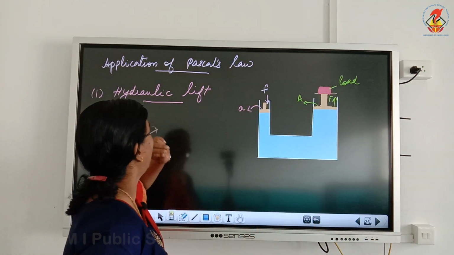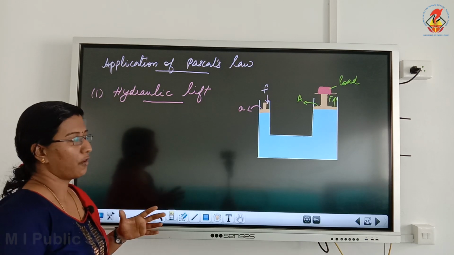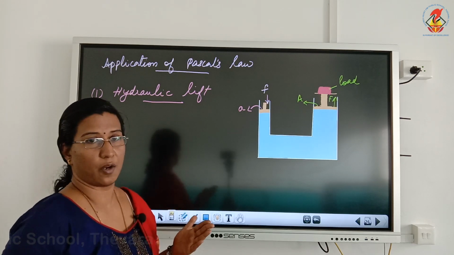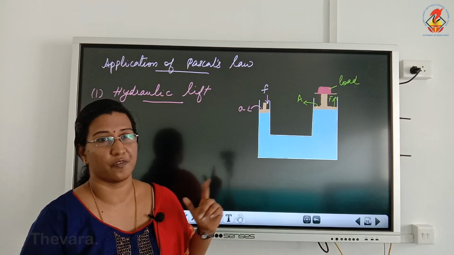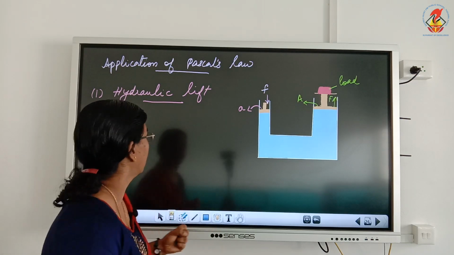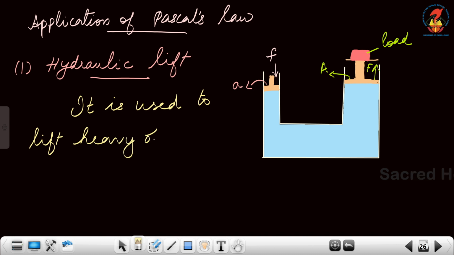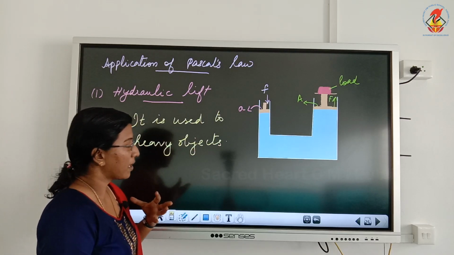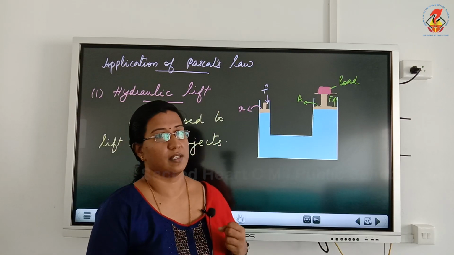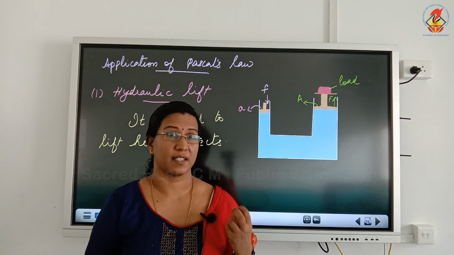So first one is our hydraulic lift. If you have gone to a car washing area, you must have seen a hydraulic lift there. Now a hydraulic lift is used to lift heavy objects. To lift very heavy objects, we use a hydraulic lift, which works on the principle of Pascal's law.